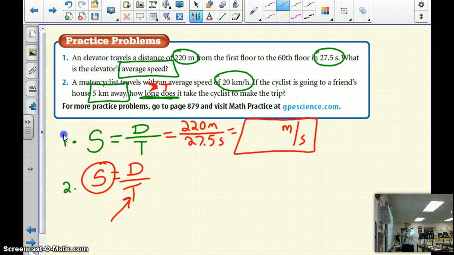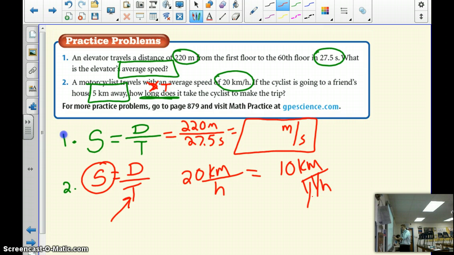Or you can think about it this way. If I'm going 20 kilometers in 1 hour, then that means in a half hour's time, I'm going to go 10 kilometers. For 1/2 an hour. That's what that's supposed to say. Or if I go half of that, 5 kilometers would take me half of a half hour, or 15 minutes. So it would take me 15 minutes to make that trip.